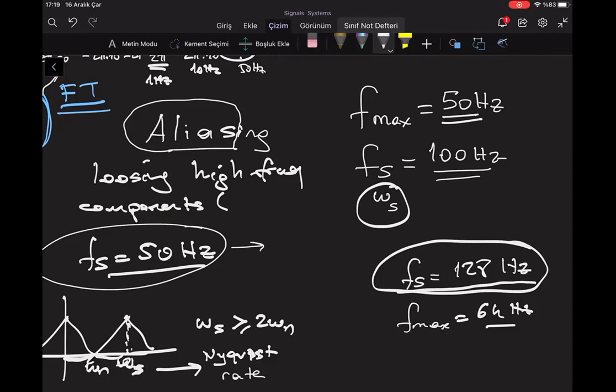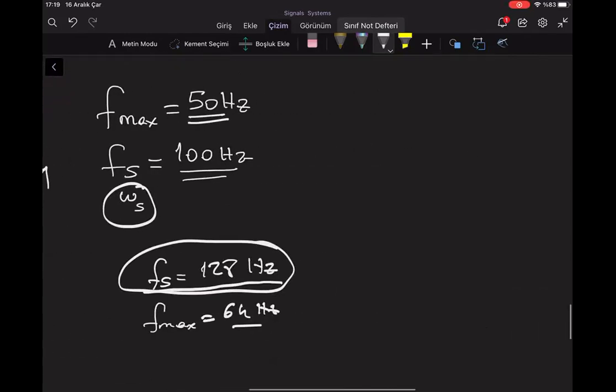Bakın bir örnek göstereceğim arkadaşlar. If I have this signal, okay, it has many different frequency components, değil mi? Like slow waves and fast waves, and even here, let's say I have something like that.